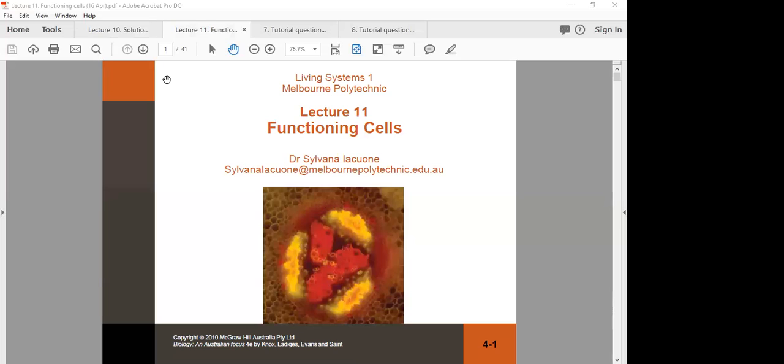All right, so functioning cells. Before we start with this lecture, let's consider what it means to be living. Living organism. What is it that every living organism on Earth would have in common? Sounds like a really easy thing to define. What do all living organisms on Earth have in common? Any idea? The ability to metabolize food into energy?